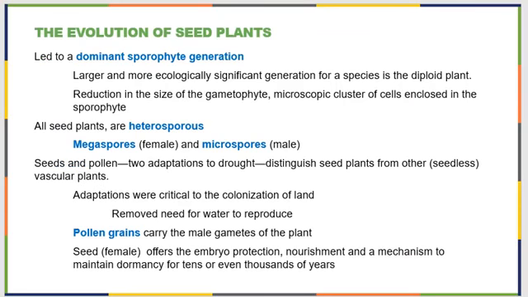Let's move on to the evolution of seed plants. What we started seeing was a really dominant sporophyte generation. So the largest part of this plant, the most ecologically important part of this plant, is the diploid part, which of course meant that the gametophyte became smaller and smaller, often just becoming a microscopic cluster of cells. All seed plants are heterosporous. They have female spores and male spores.